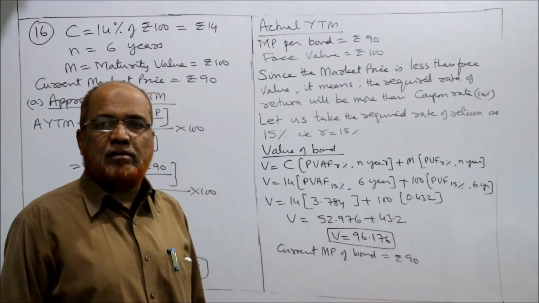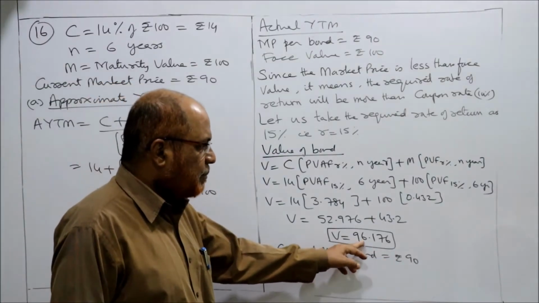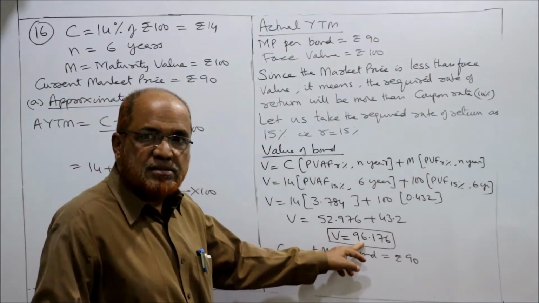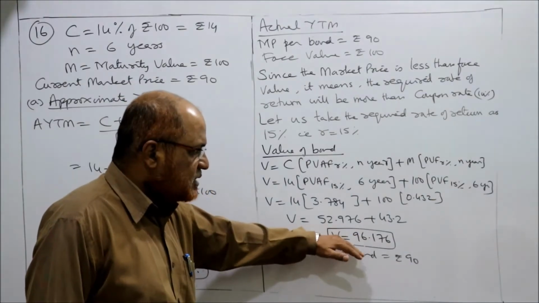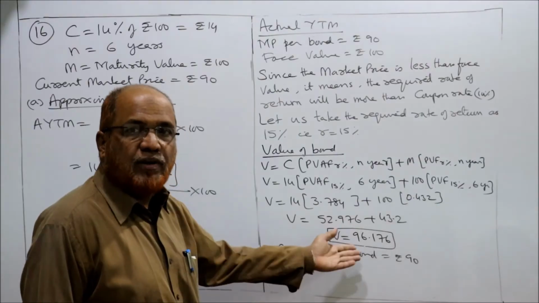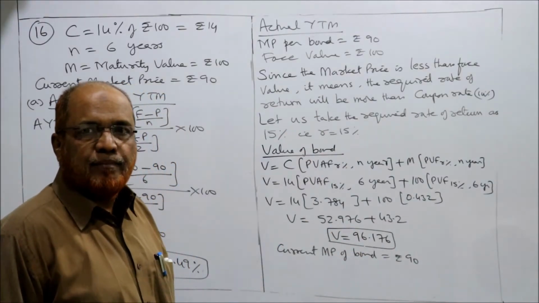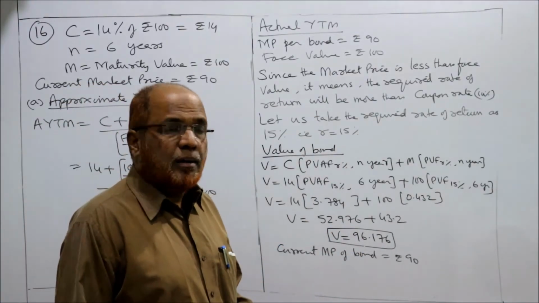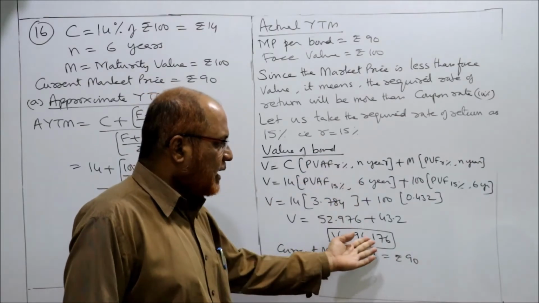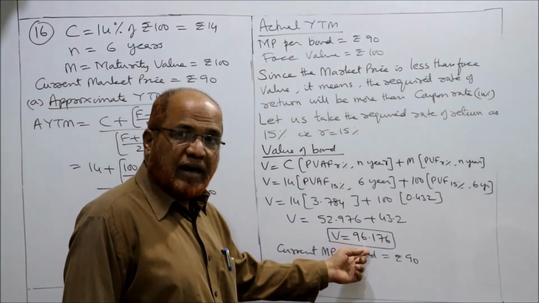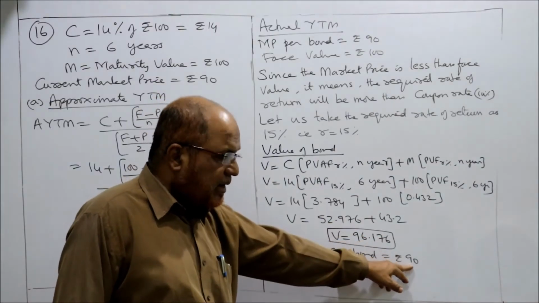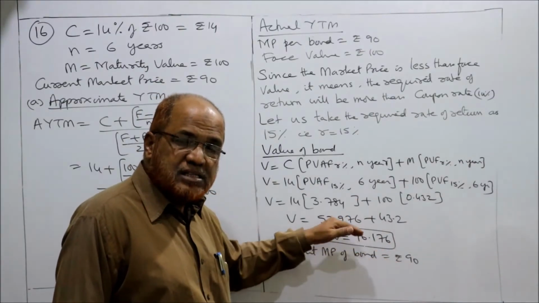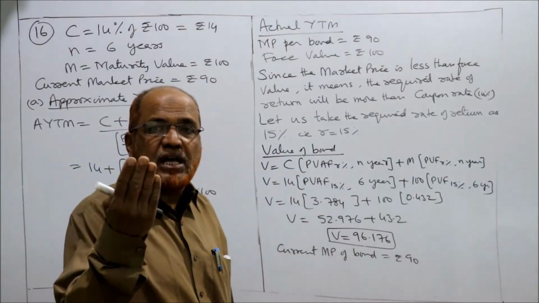लेकिन equal नहीं है. यहाँ पर current market price we are getting 96, whereas market price really is only 90. So to decrease this present value of bond, we have to increase the rate. अब रेट को और बढ़ाना, पहले 15% लेकर मालूम करें तो ज्यादा आया, ये वैल्यू ज्यादा होने से इसको कम करना है, कम करके कहां पर लाना है 90. टू डिक्रीज द वैल्यू ऑफ द बॉन्ड वी हैव टू इंक्रीज द रेट.